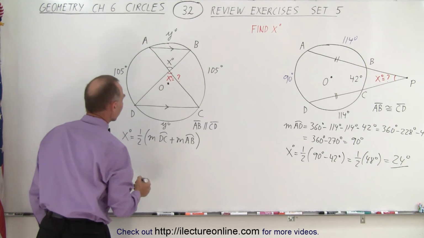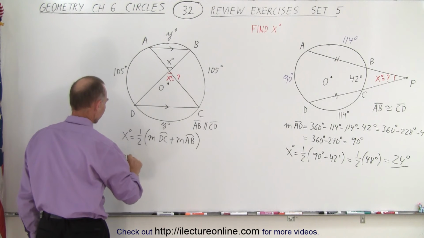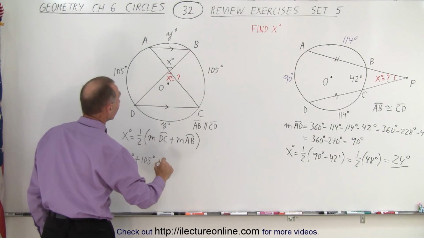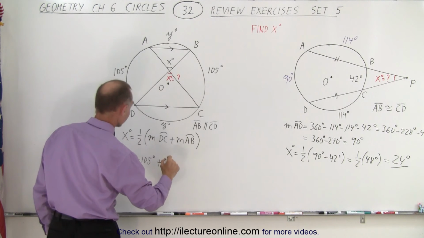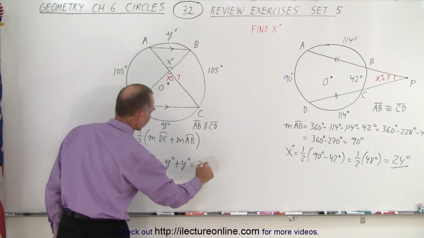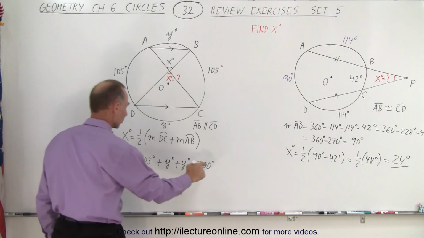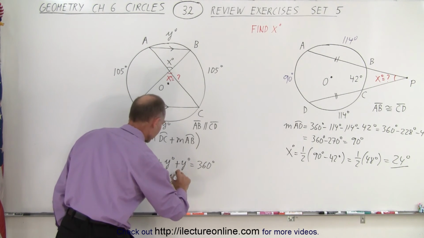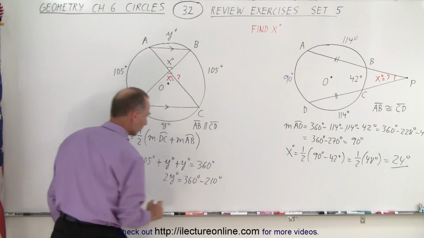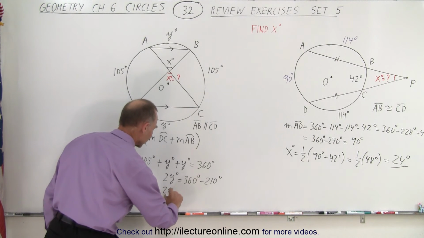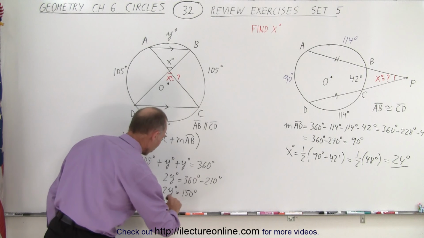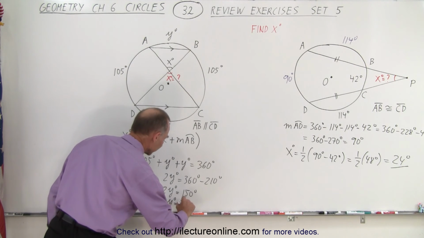So now we can say that 105 degrees plus 105 degrees plus y degrees plus y degrees equals 360 degrees. So moving these across, we can say that 2y degrees is equal to 360 degrees minus 210 degrees. Or 2y degrees is equal to 150 degrees, or y degrees is equal to 75 degrees.